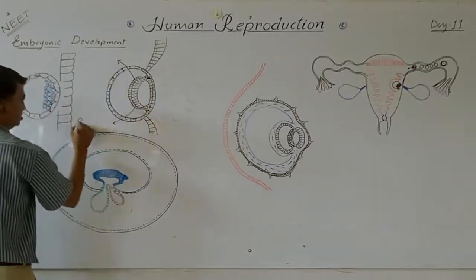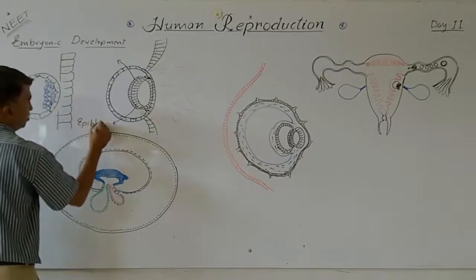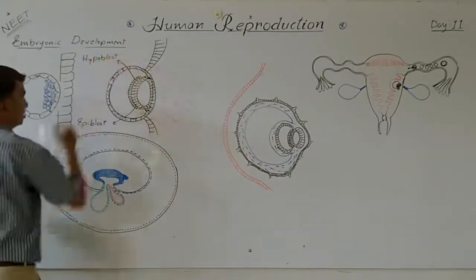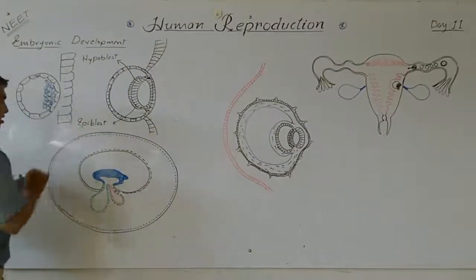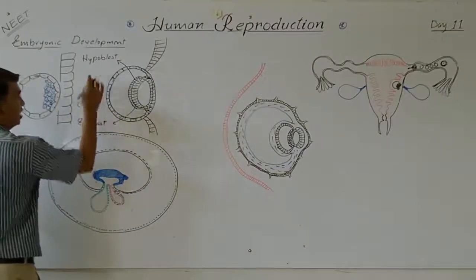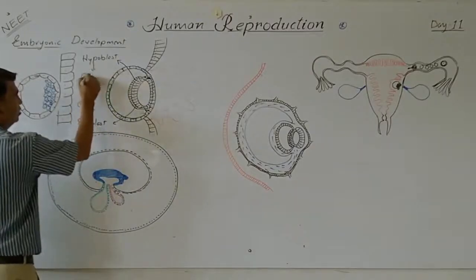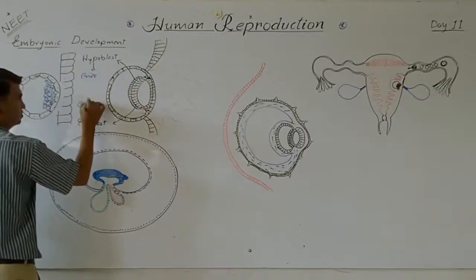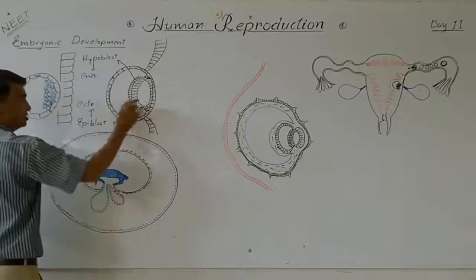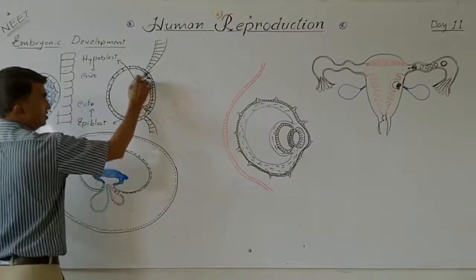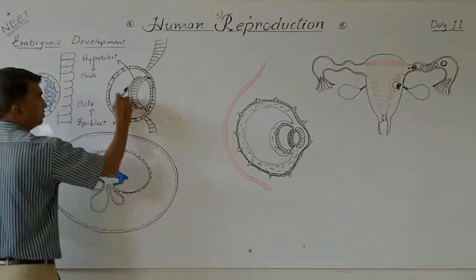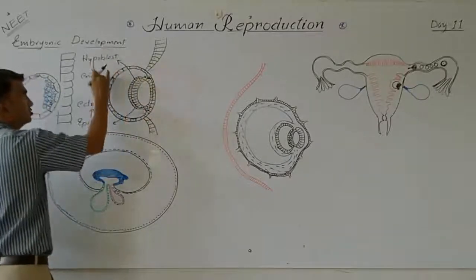So this is the epiblast, and this is the hypoblast. The epiblast in future develops into ectoderm, and the hypoblast develops into endoderm. Yes, two layers are formed here, for the inner cell mass only. The black color layer is called the epiblast. In future, it develops into ectoderm. Surrounding that, the hypoblast is there, which will develop into future endoderm.